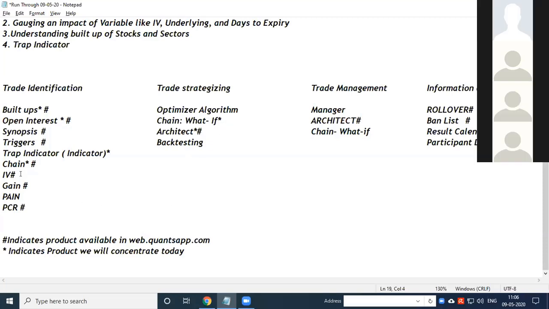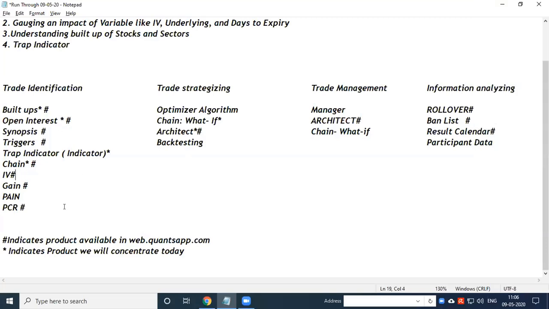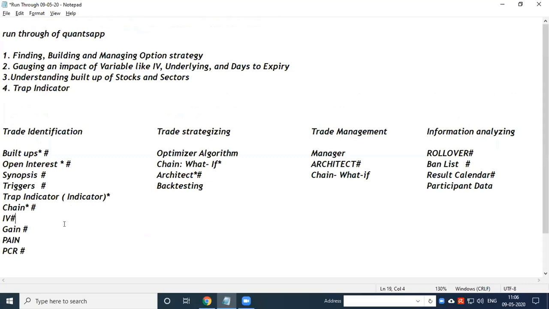Then IV, it's a bouquet of the entire implied volatility suite. This is also an important part of it. So today our main focus is on these 4 points. The first is finding, building, and managing the option strategy. Second is gauging the impact of variables like IV, underlying, and days to expiry. Third is understanding the build-ups of stocks and sectors. And the fourth is the trap indicator.